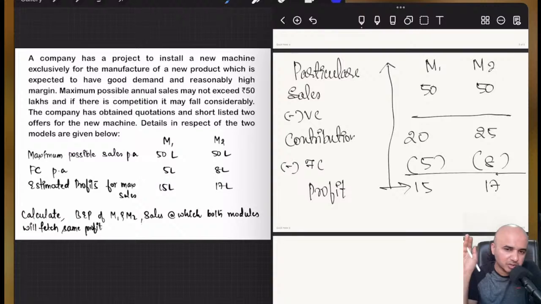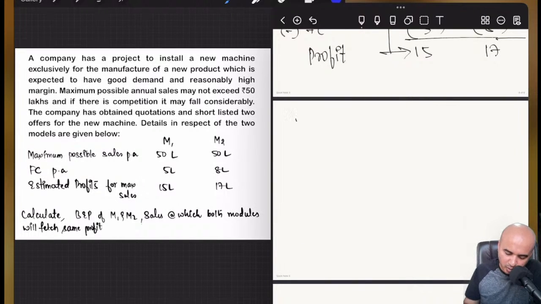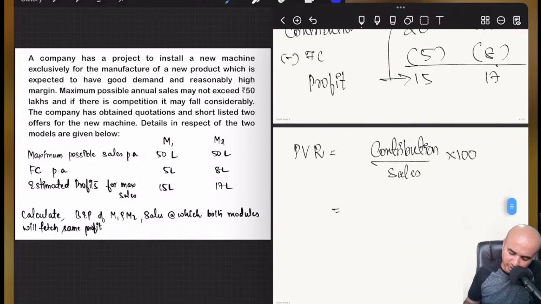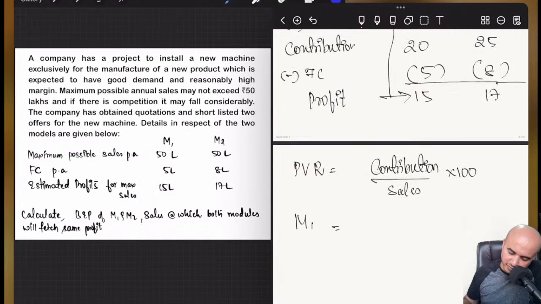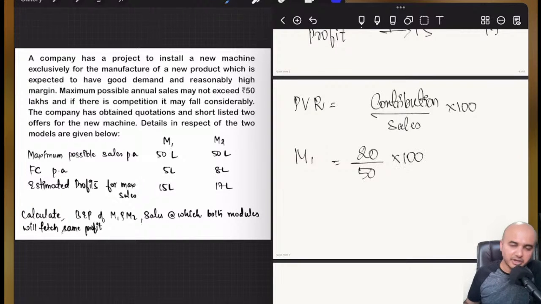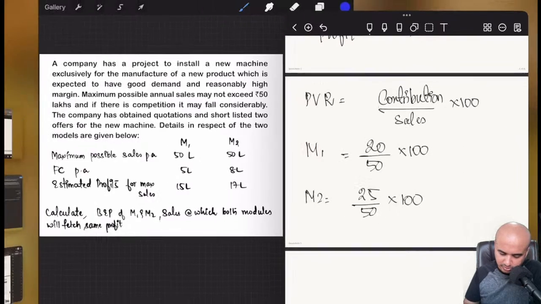Now contribution is key because with contribution we can easily identify the profit volume ratio. So let us try to identify that now. What is this profit volume ratio? It is nothing but contribution divided by sales into 100. So contribution we know in case of M1, let me start with M1 first. M1 it is 20 divided by sales is 50 into 100. Whereas for M2 it is 25, sales will still be the same, by 50 into 100.